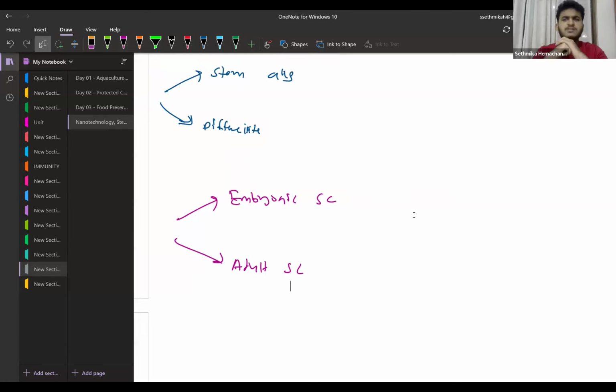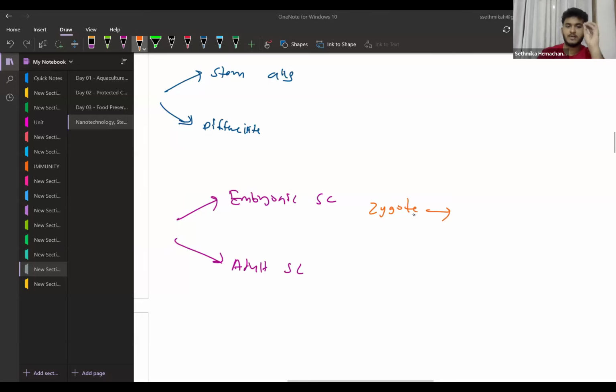What is the stage after the zygote? Fertilization, then the zygote, and then what comes after?